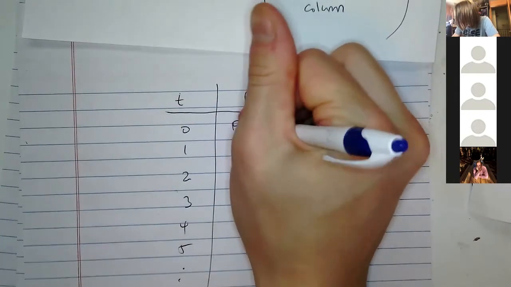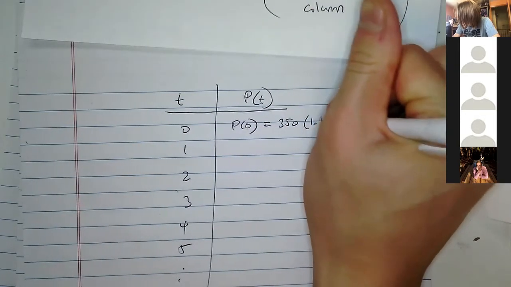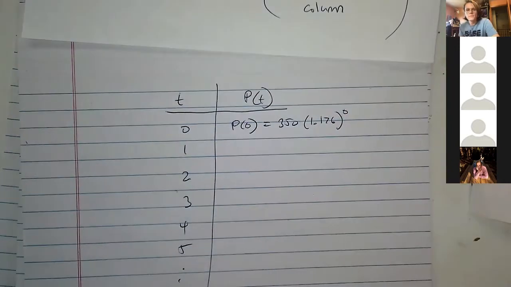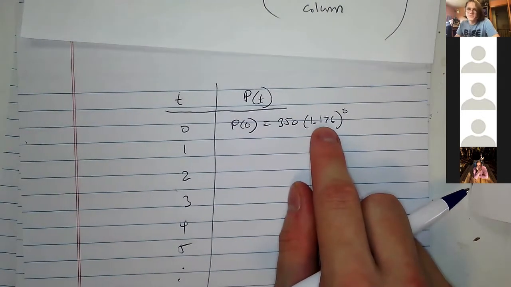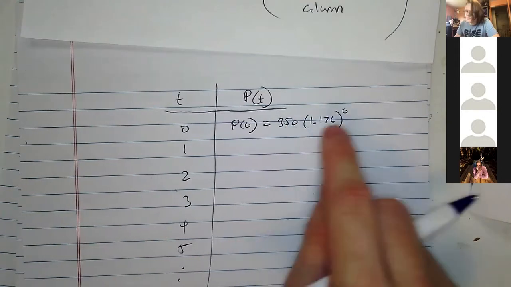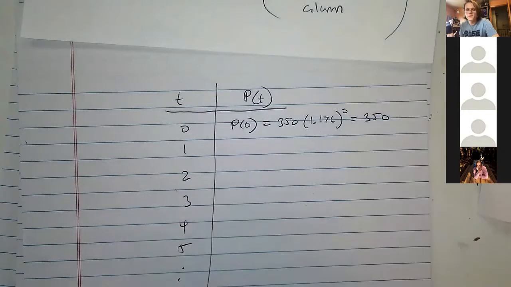So P of 0 is 350 times 1.176 to the 0. And we know that anything to the 0 power is 1. So I don't even need a calculator for this. This 1.176 to the 0 is 1, and so it's just 350 times 1, or 350. Right? And then we keep going.